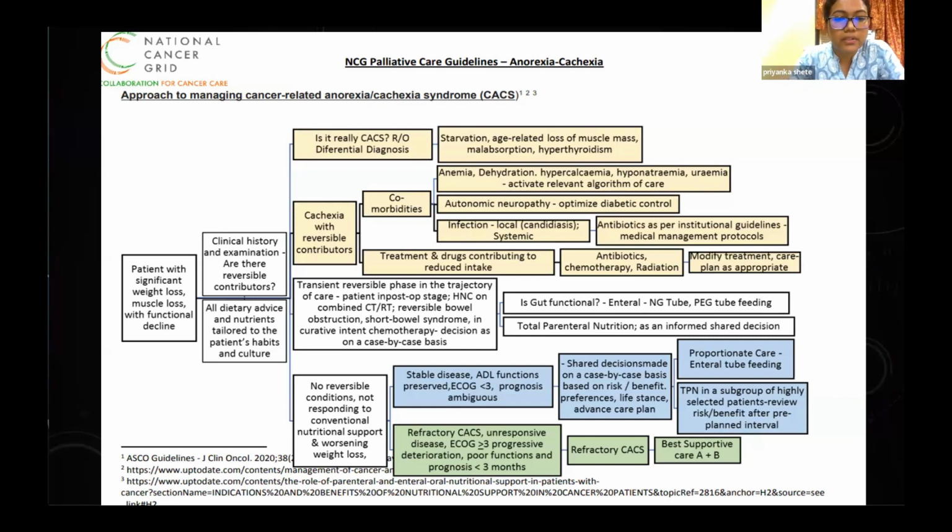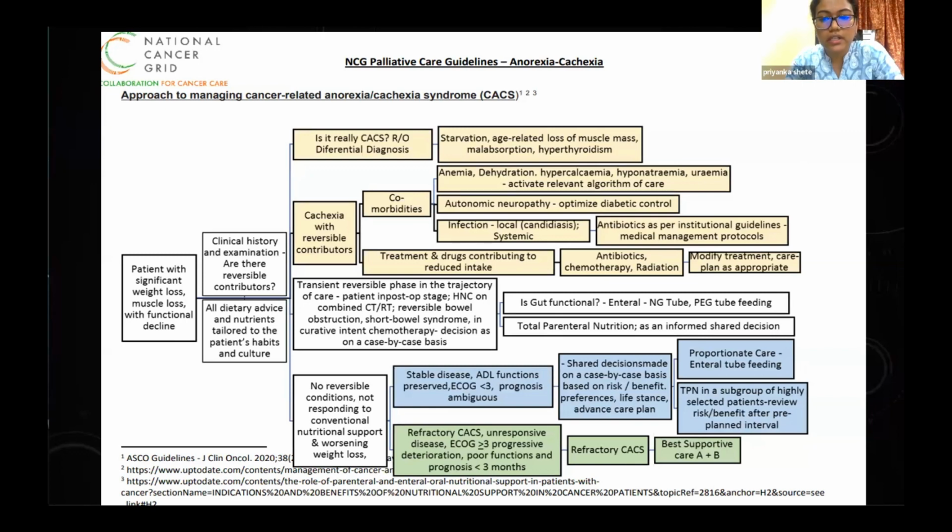Then cachexia with reversible contributors, like comorbidities such as anemia, dehydration, hypercalcemia, hyponatremia, uremia, autonomic neuropathy, and infection. Then treatments and drugs contributing to reduced intake, like antibiotics, chemotherapy, and radiation. All dietary advice and nutrition is tailored to the patient's habits and culture. Then the second one is a transient reversible phase in the trajectory of care: a patient in the post-op stage, head and neck cancer on combined CTRT, reversible bowel obstruction, short bowel syndrome, or incurative interim chemotherapy. Decision is on a case-by-case basis.